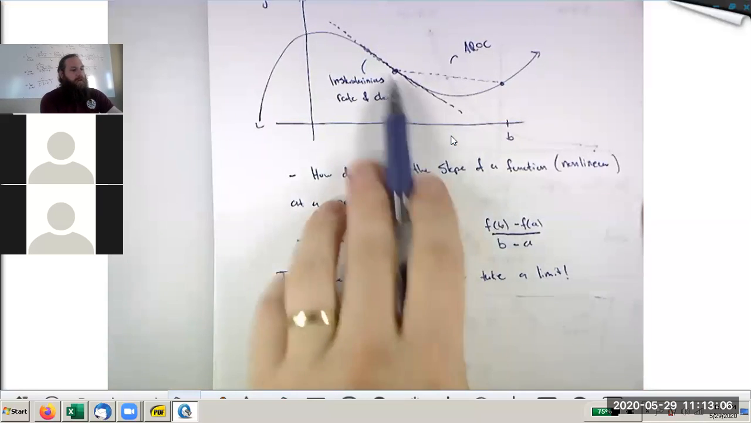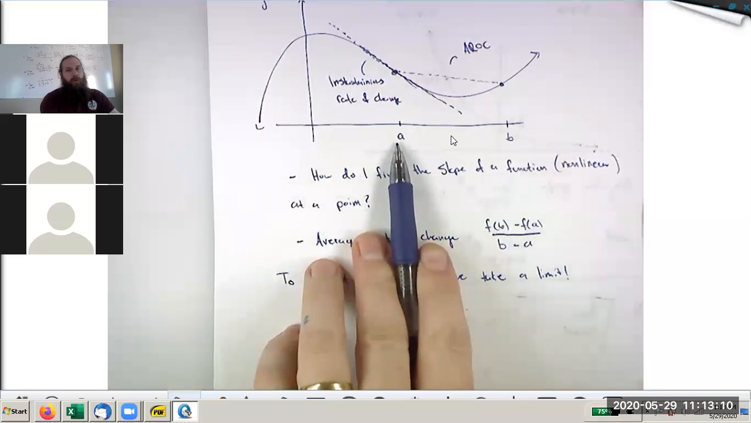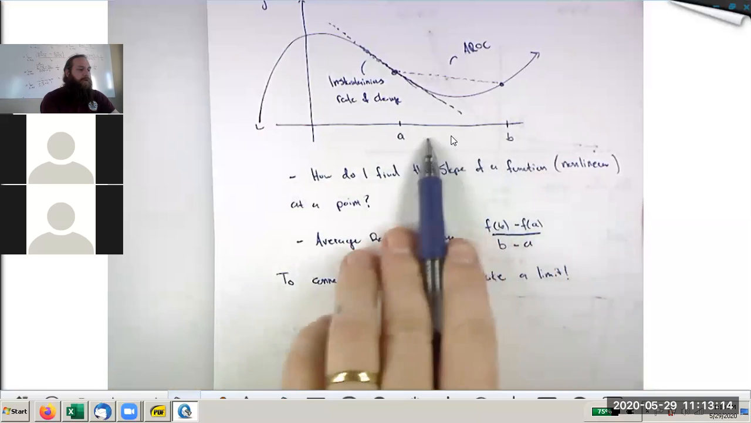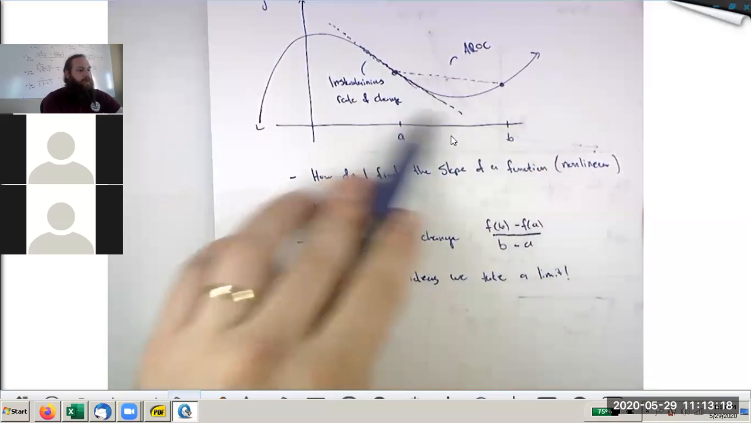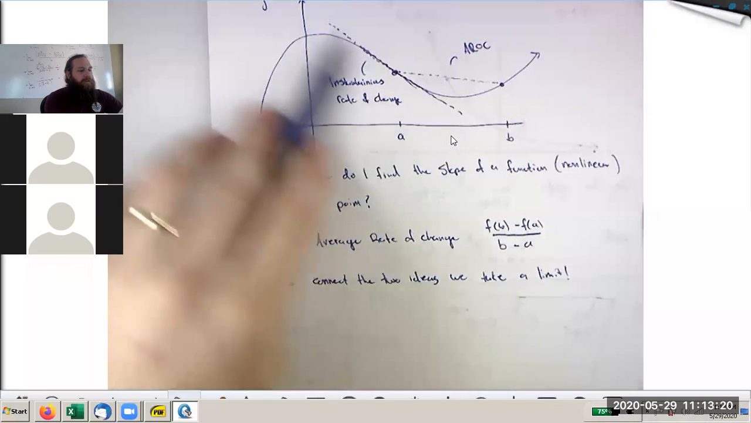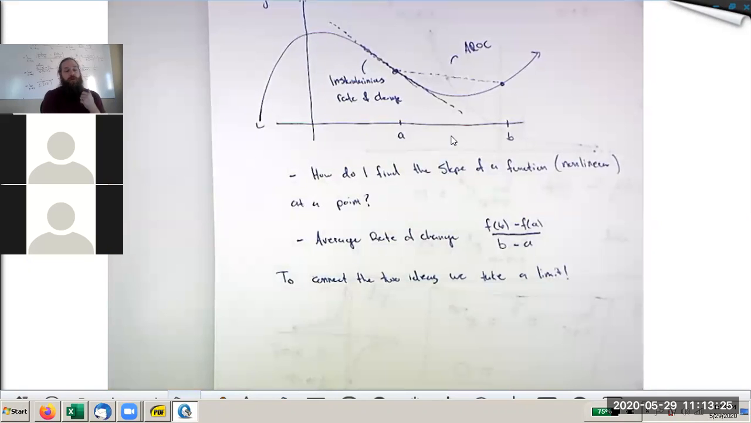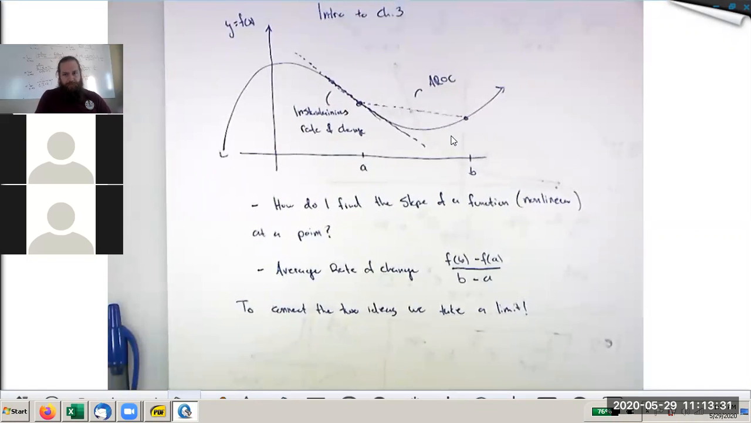We're going to take this guy and send this number over here to this number. As I let B get closer and closer to A, the slope of this secant line will look more and more like the slope of this tangent line. And that's really the main object of study in Calc 1: tangent lines, slopes at a point.